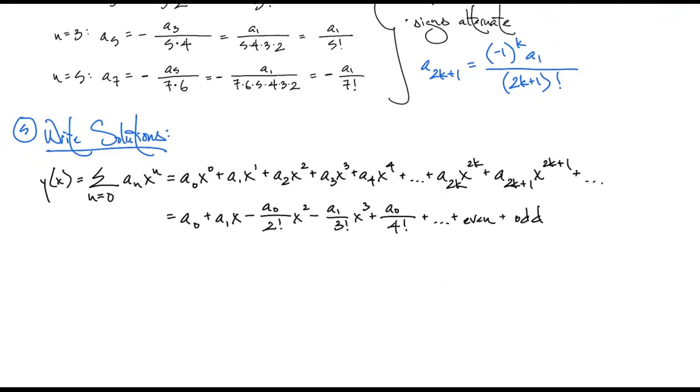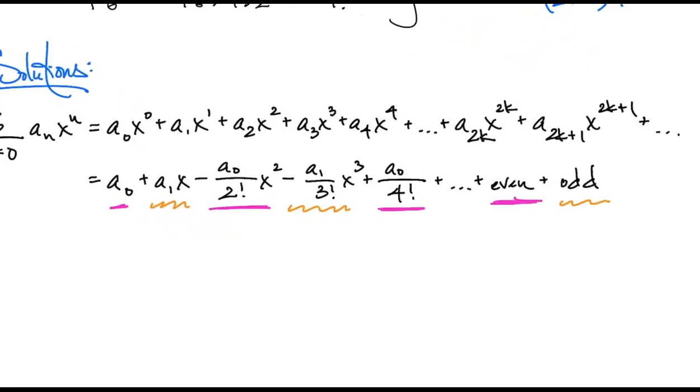And we're going to group all of the even terms together, and we're going to group all of the odd terms together. So it's like a very grown-up clumping of your terms, right? So even, even, even, even, and odd, odd, odd.